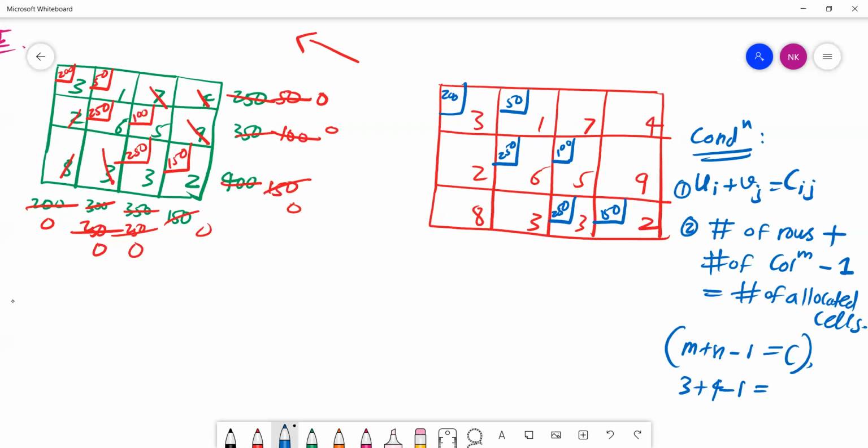That is, how many cells have I allocated? 1, 2, 3, 4, 5, 6. Yes, it is satisfying. So that means I can apply the MODI method.